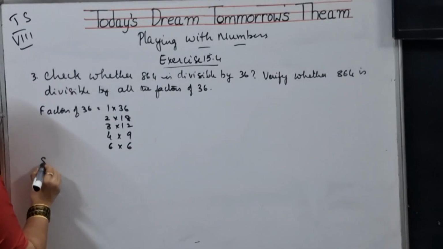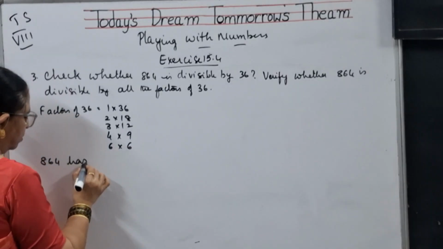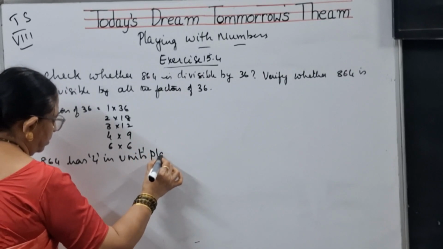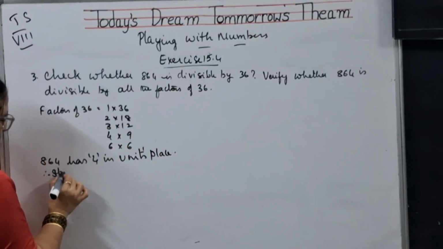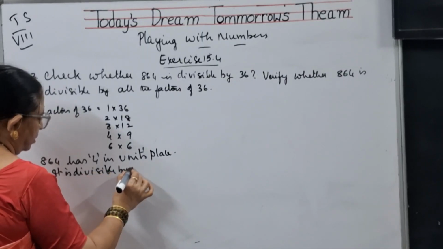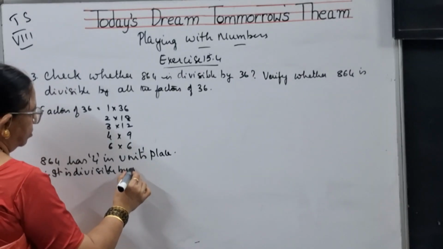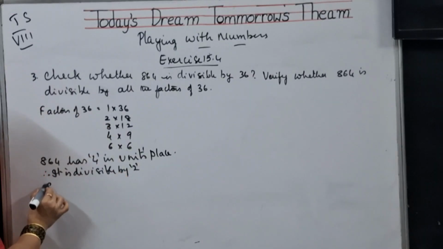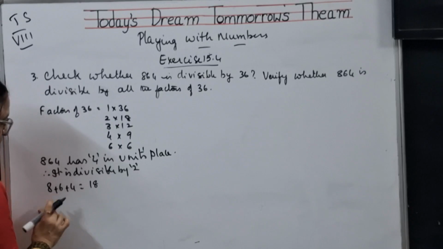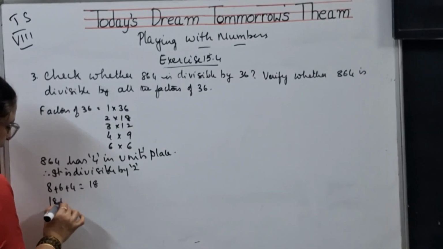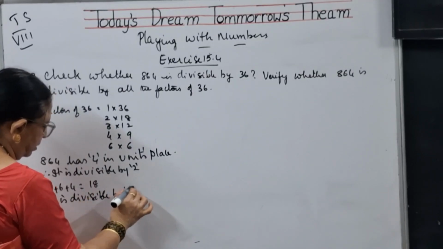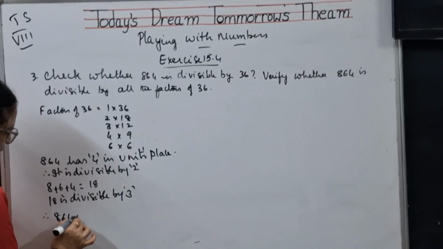So, 864 has 4 in the units place, so it is divisible by 2. 8 plus 6 plus 4 is equal to 18. 18 is divisible by 3. Therefore, 864 is divisible by 3.